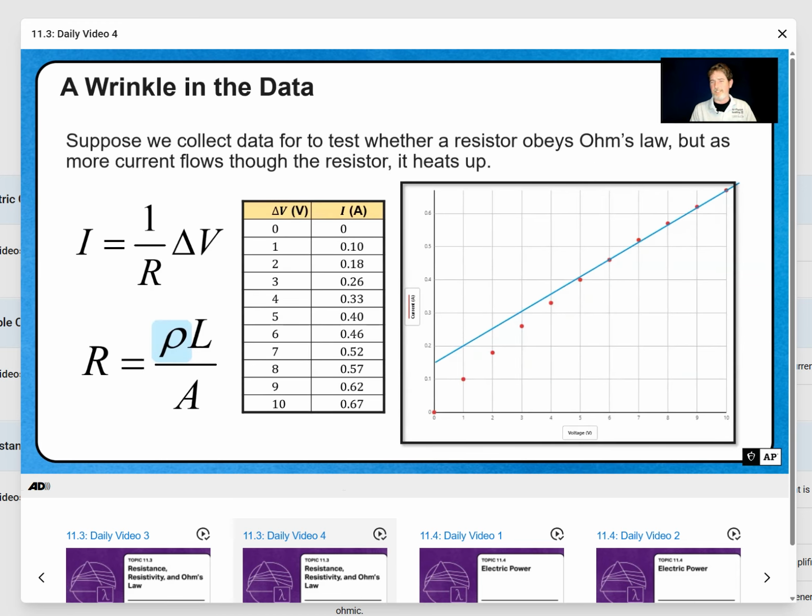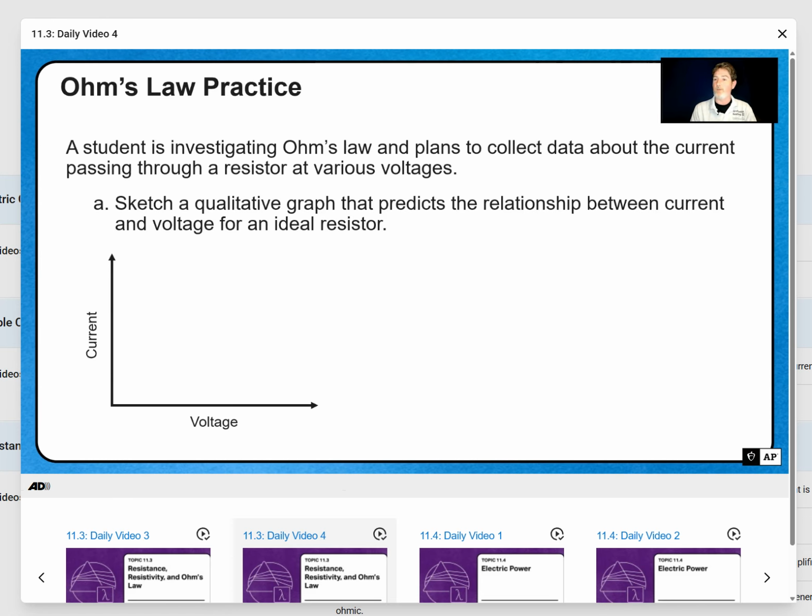So let's look at a question that we could ask that would represent this. A student is doing an investigation about Ohm's law and plans to collect data about current passing through a resistor at various voltages. First, sketch a qualitative graph that predicts the relationship between current and voltage for an ideal resistor. Go ahead, pause the video, and give a quick qualitative sketch. You'll see right here, it should be nice and straight and linear. It should have a positive slope because as voltage increases, current increases, and it's a constant slope.